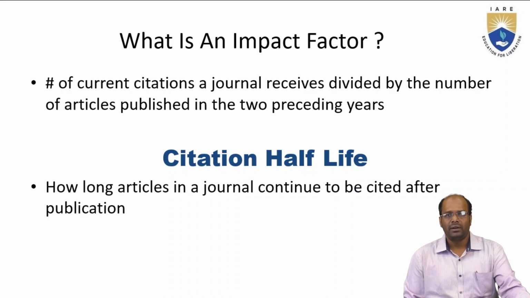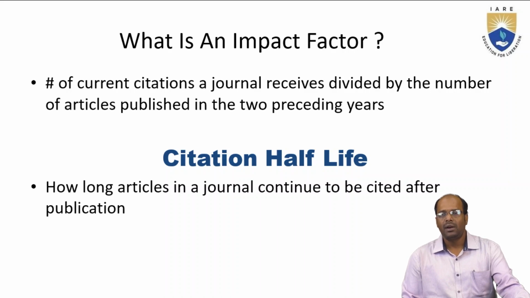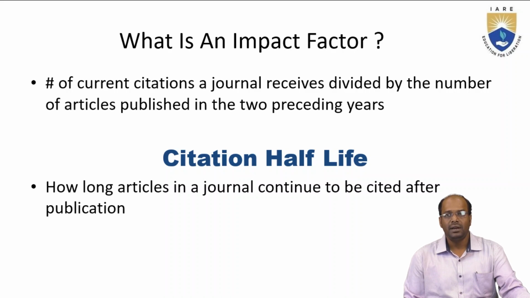So what is an impact factor? It is the number of current citations a journal receives divided by the number of articles published in the past 2 years. Suppose now we are going to calculate the impact factor for the year 2024, for a journal such as Nature or ACS Energy Materials. The number of citations the journal receives is divided by how many articles it published. Suppose this journal has published 900 articles.